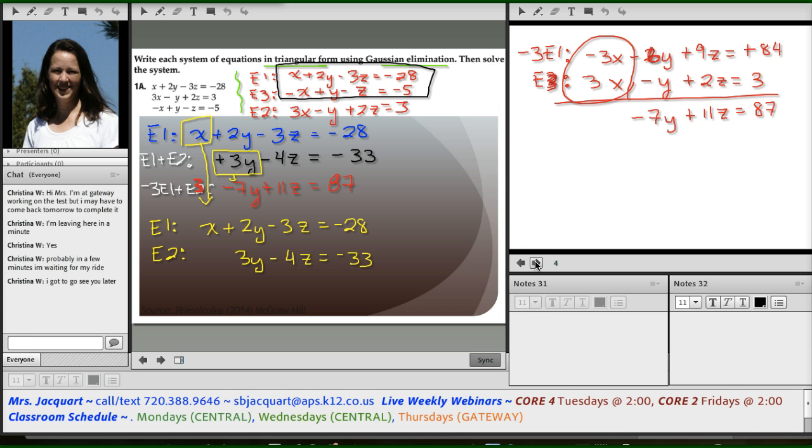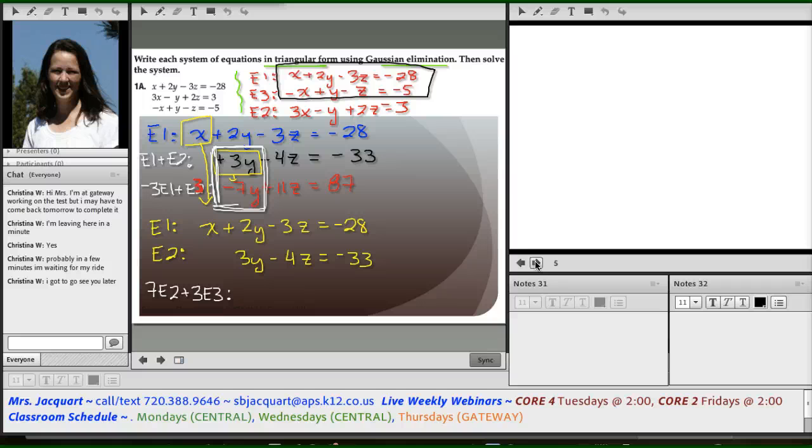And then this last one that we're going to do is I want the 3y and the 7y to be multiplied by something, different somethings. So I'm going to do 7 times equation 2, and I'll work it on the whiteboard, plus 3 times equation 3. So let's go to the whiteboard. Now let's kind of write down why we wanted to do that. So I have 3y, plus, is that a plus or a minus? It's a minus 4z. Matters.